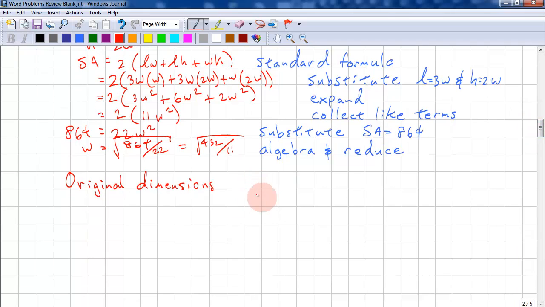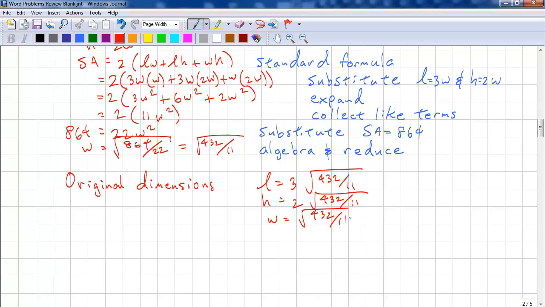So our original dimensions are L is 3 times W, H is 2 times W, and W is 432 divided by 11. And let's get the approximate values from our calculator. This is 18.800, 12.534, and 6.267.